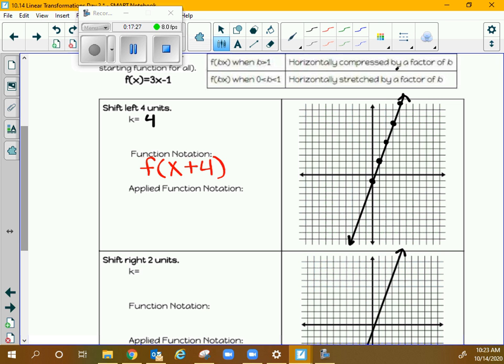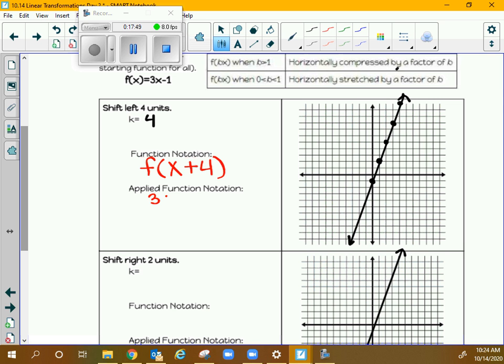And so if I put minus 4, I'm not going left anymore, I'm going right. Make sense? Okay, so f of x plus 4. You see how it's inside the parentheses now and not outside? Yes. Okay. Now, what was your original function?